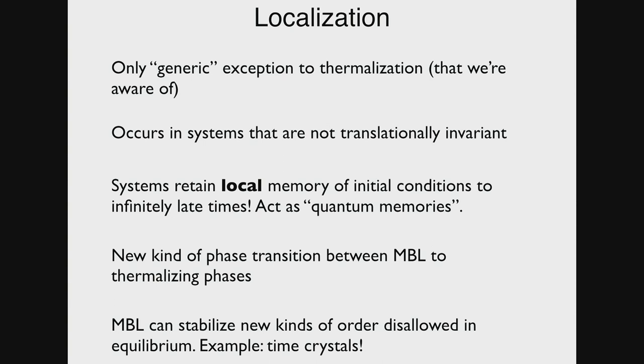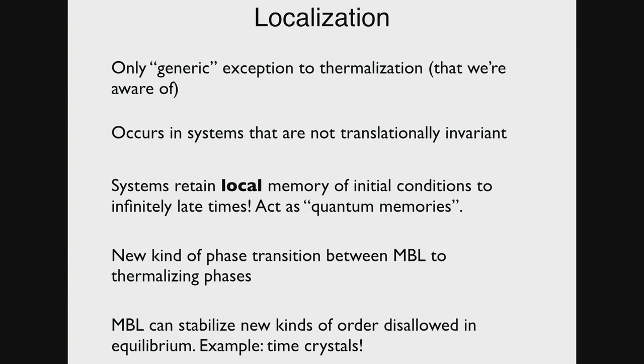So the case in which we know this happens are integrable systems, but they're very fine-tuned. They're not generic. Many-body localization is going to be a generic exception to thermalization. And this occurs in systems that are not translationally invariant. So usually some ingredient like disorder or some quasi-periodicity in your on-site couplings or fields is going to be important to get these kinds of systems.